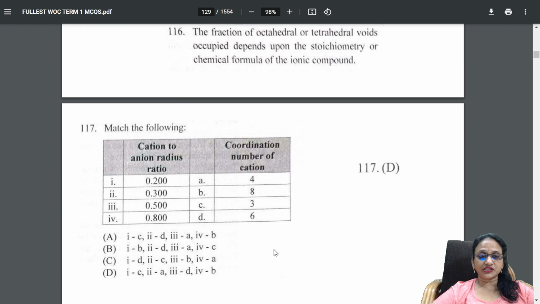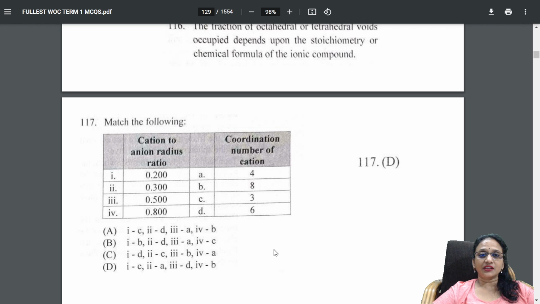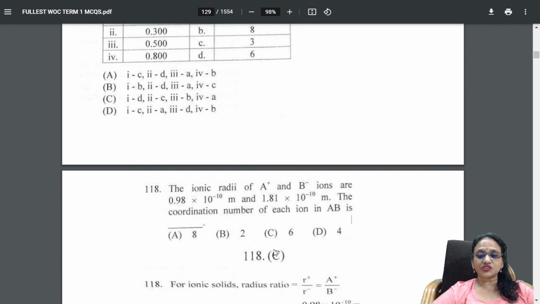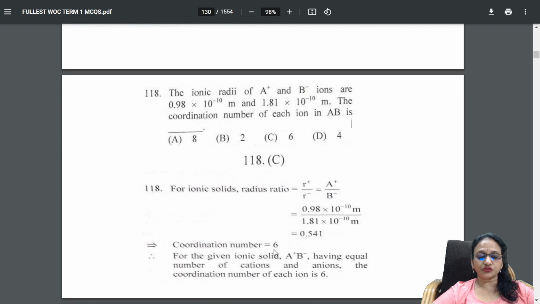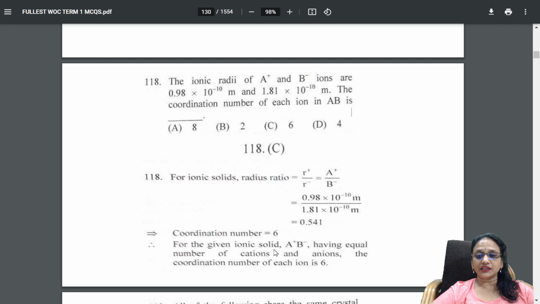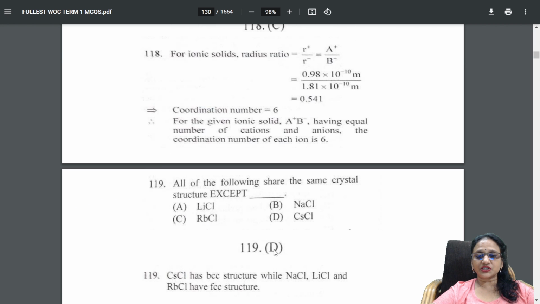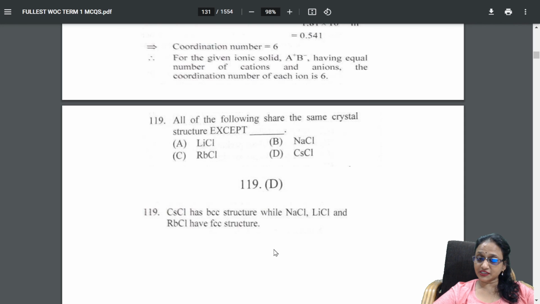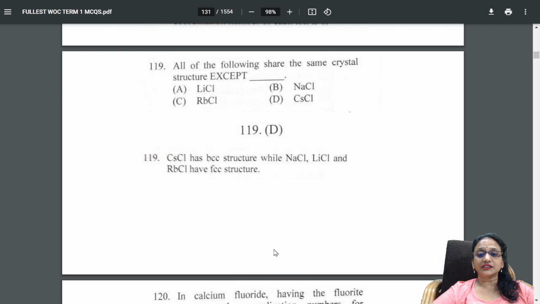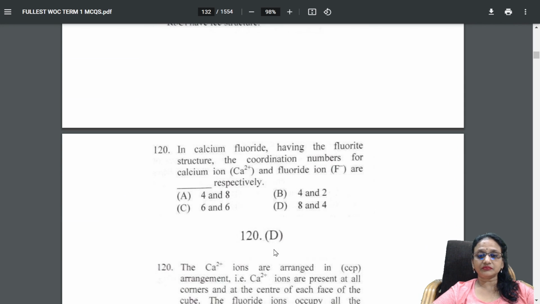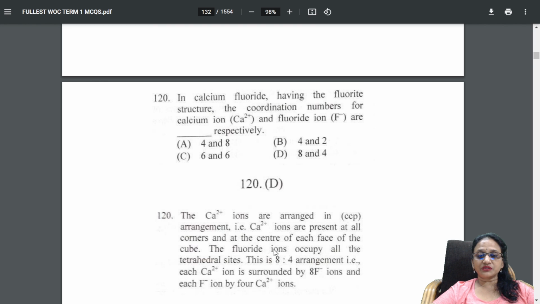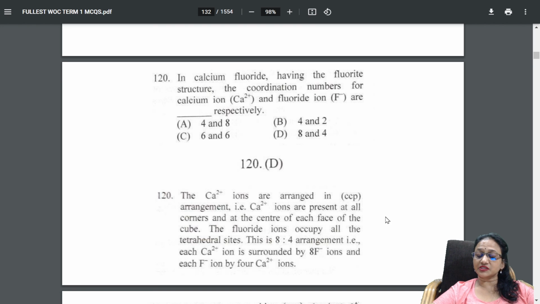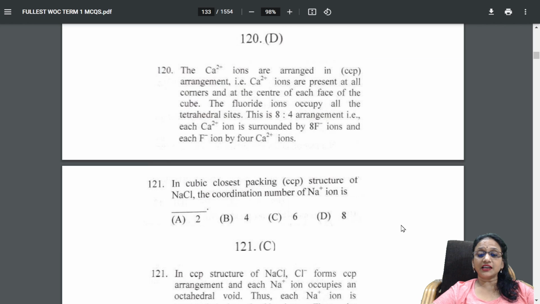Okay, right. Radius ratio question is here. And then comes your questions on radius ratio further. All right. Then comes your questions on crystal lattice, different types of crystal lattices. Okay. Then this is a question based on your radius ratio again. This is how the question is asked. Like that.